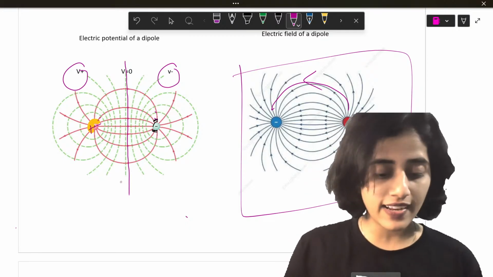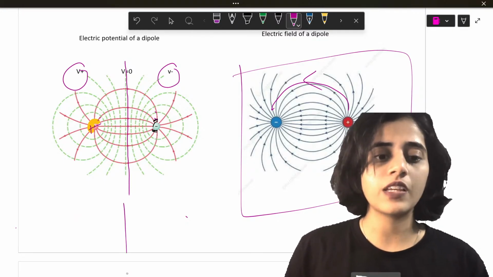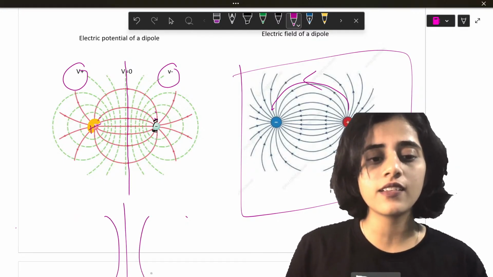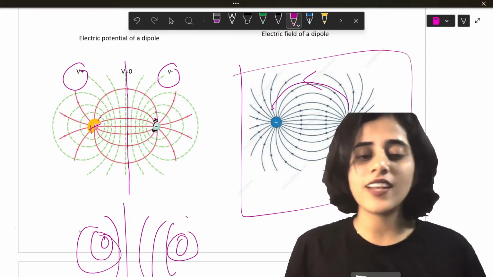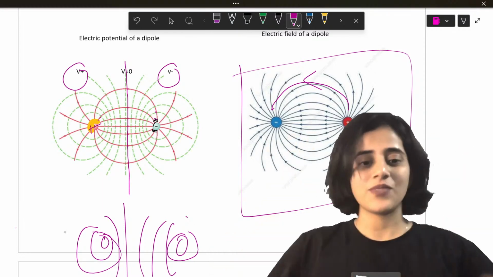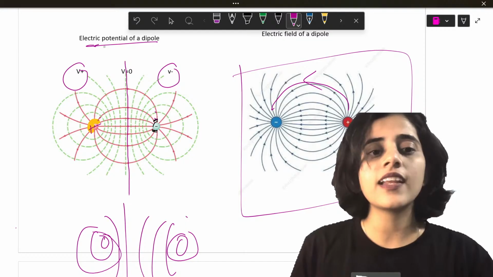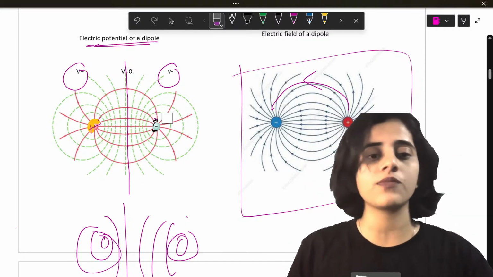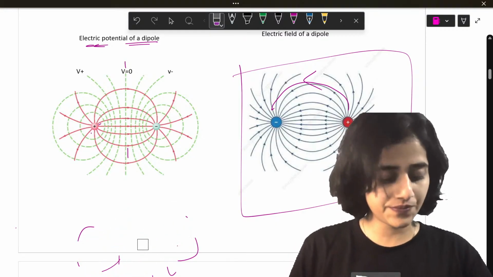So how will the lines be? They will be something like this. A straight line, and then something like this, like a creature which has two eyes. It will look something like this. The green lines represent the electric potential of a dipole. Okay, is that clear?